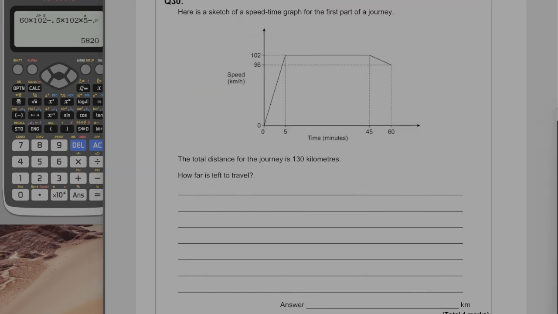Question 30. Here is a sketch of a speed-time graph for the first part of a journey. The total distance for the journey is 130 kilometers. How far is left to travel? Okay, right. So this should be the area. I could work these out separately, or I could work out the total distance traveled by each section.